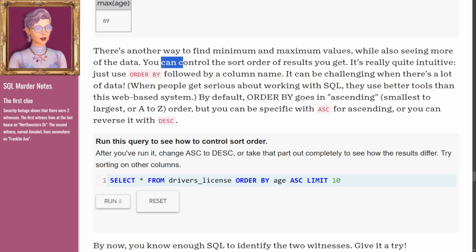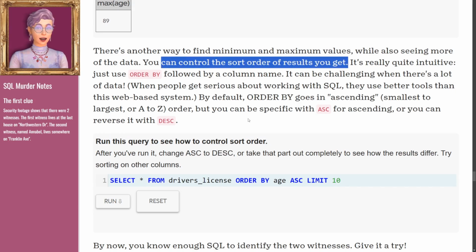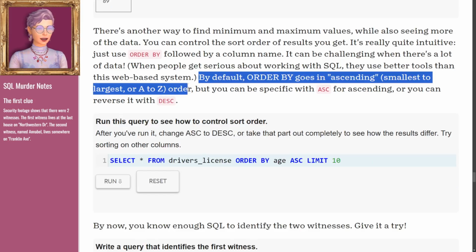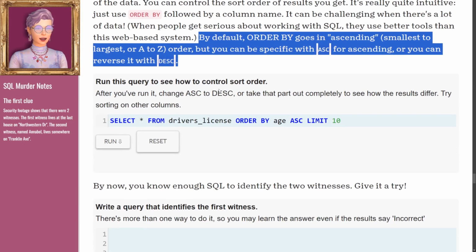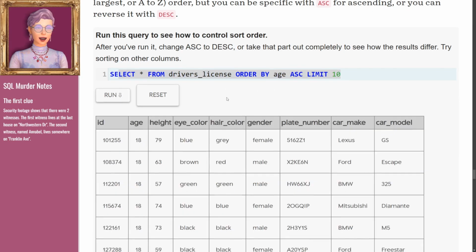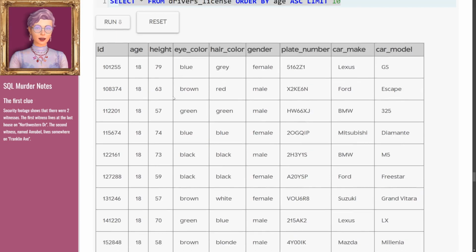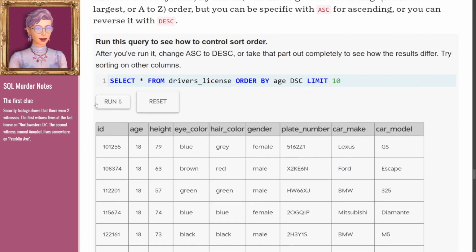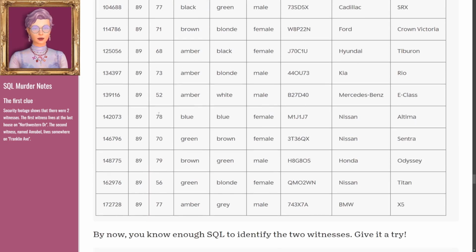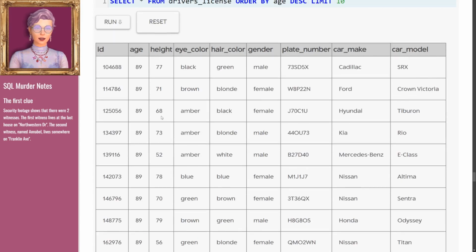Ooh, we could also control the sort order of the results we get. I noticed earlier that they were just in a random order. By default, order by goes ascending, but you can specify ascending or descending. All right, so select everybody from the driver's license, order by age, ascending, limit 10. Ah, okay, that means we have the youngest people with a driver's license. But if we do descending, and I spell it correctly, then we can get the oldest people. That makes sense, that there are a lot of 89-year-olds with a driver's license.